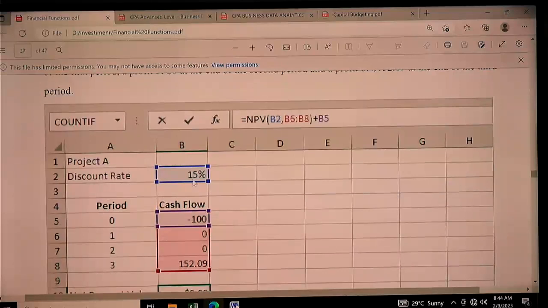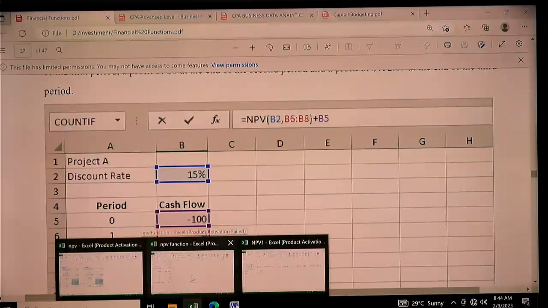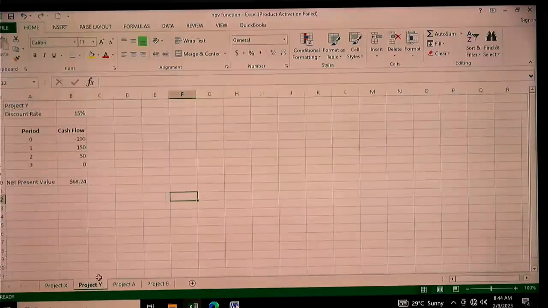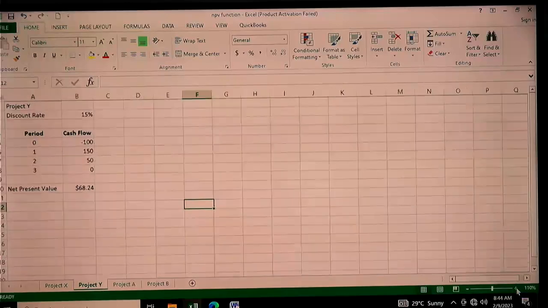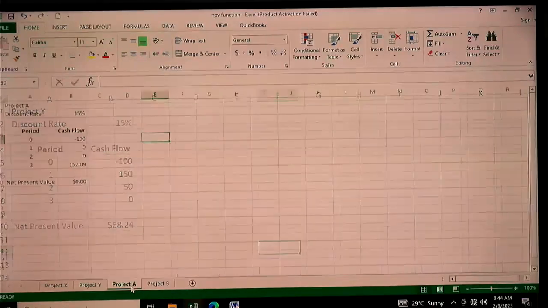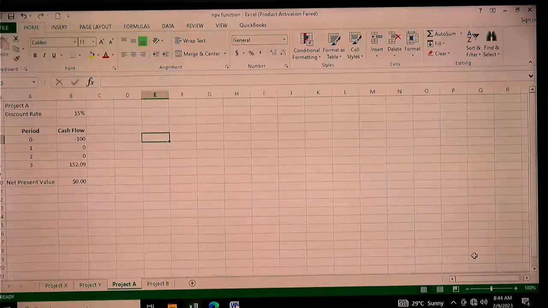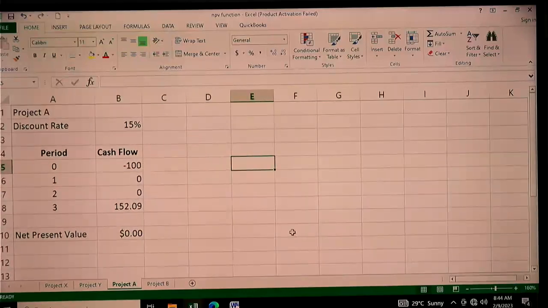Now, in that worksheet I've sent you, with the net present value function, you will see the two projects, and we have computed the value of the two projects. But after this, we have another project, project A, and project A has given us a net present value of 0. So when do we get a net present value of 0? That is another thing that we're going to see here.